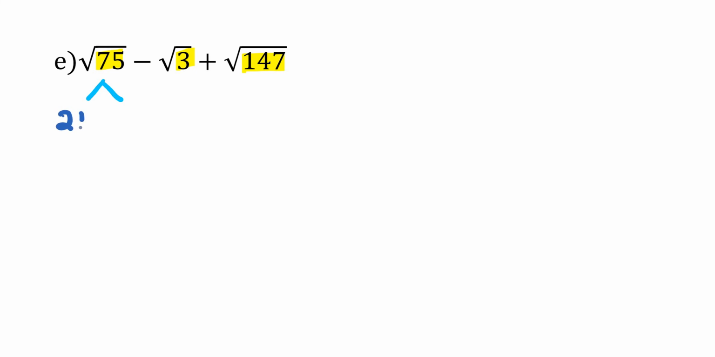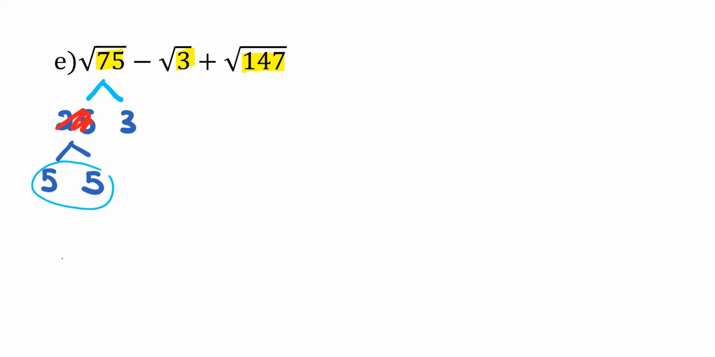Okay, let's move on to letter E now. I got 3 terms now. Let's take a look at my inside numbers. I have a 75, a 3, and a 147. Let's go ahead and break down the 75 here. The numbers that I'm thinking of are 25 and 3. And 25 breaks down into 5 and 5. So that 25 is now gone.